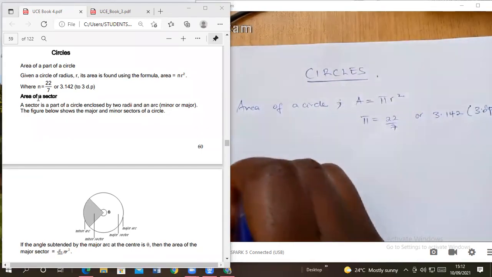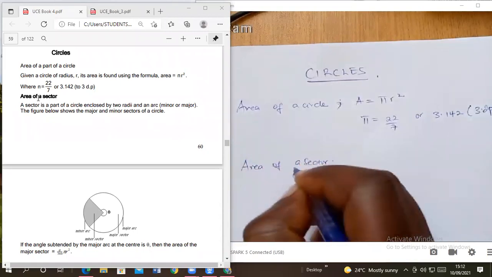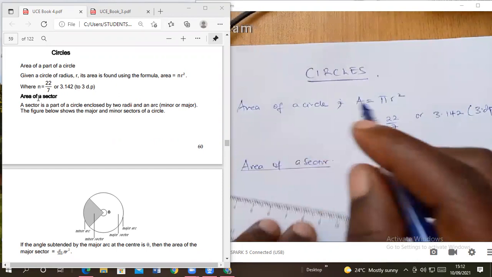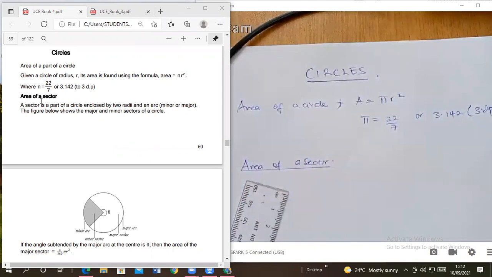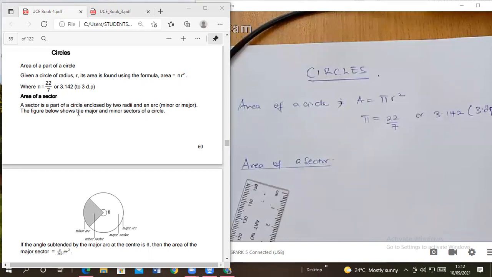Area of a sector. What's a sector, first of all? Area of a sector. And what's a sector? It's there on the screen. It is on the screen. Okay. Yes. A sector is a part of a circle enclosed by 2 radii and an arc of the circle. Part of the circle enclosed by the 2 radii. So if I may draw for you my circle here, I'm going to show you what a sector is. So there must be 2 radii.